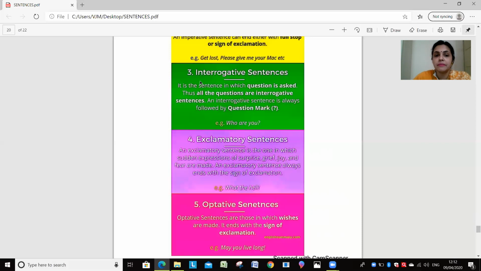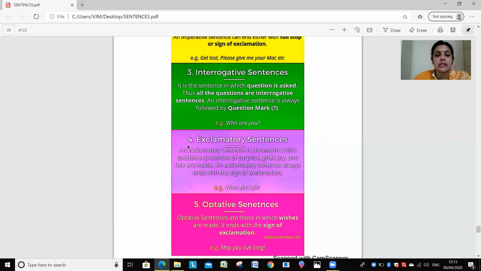Interrogative sentence. It is a sentence in which a question is asked, as you all know. Interrogatives are of two types, beginning with a WH word, and beginning with an auxiliary, with the subject coming after that. When we frame a question with a WH word, it is called open-ended. And whenever we frame an interrogation with an auxiliary, it becomes yes-no type or close-ended. For example, who are you? Are you all right? In this way.